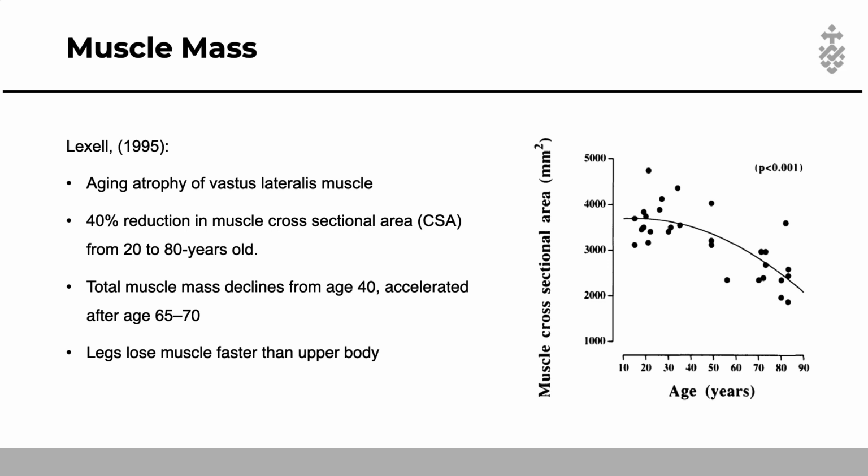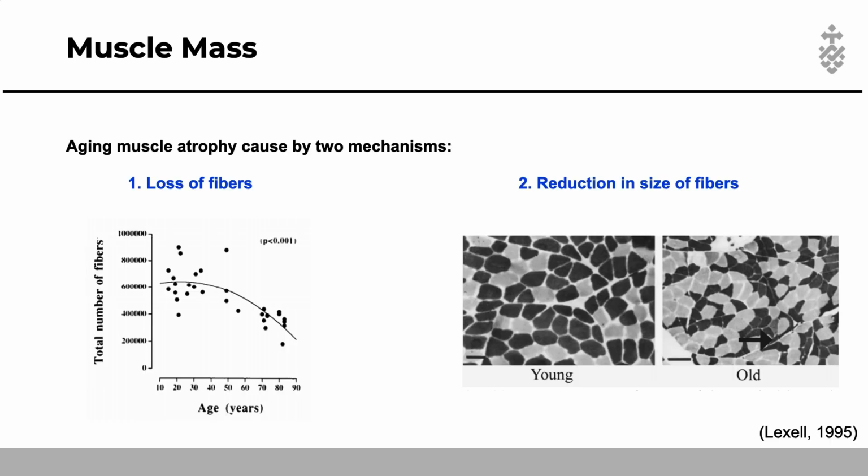Interestingly as well, legs lose muscle mass faster than the upper body. Something to keep in mind definitely when it comes to our functional capacity, because we need our legs to walk around, to take us upstairs, to prevent us from falling over if we trip on something. So it's going to be interesting to see what the consequence of the legs losing muscle faster than the upper body is in those elderly years.